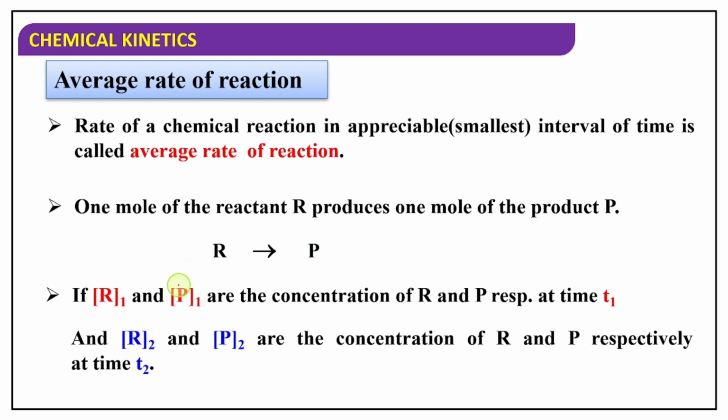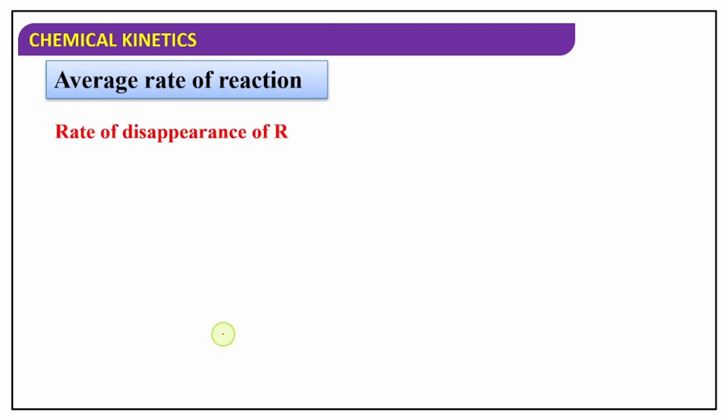At time t1, the concentration of the product is P1. Then I consider the next time instant, t2. At that time, the measured concentration of the reactant is R2 and the measured concentration of the product is P2. Let me go to the next one.